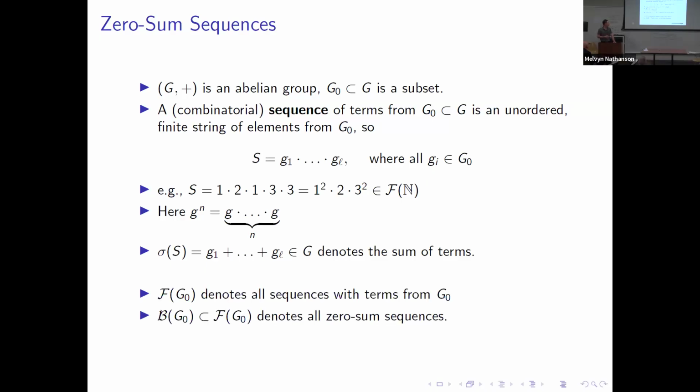And so, of course, we're going to let F of G naught be all the sequences, finite unordered strings of elements. And B of G naught is all the zero-sum sequences. So these are just the sequences which, when we add them up, add up to 0. So 1, -1, that's a zero-sum sequence because 1 plus -1 is 0. There are lots of other ones.